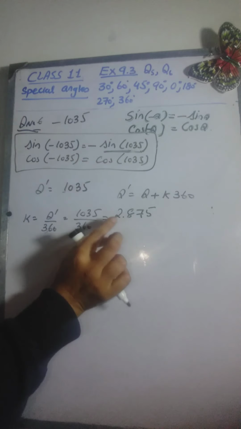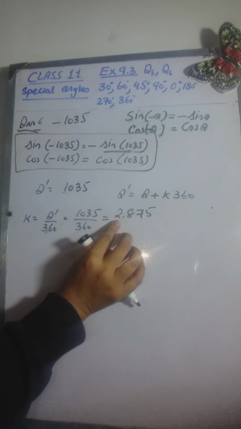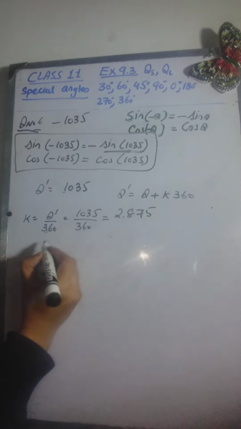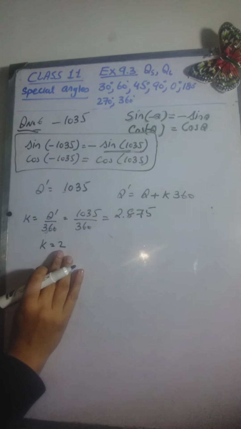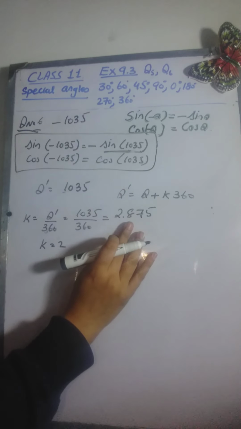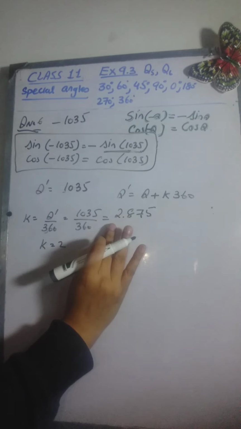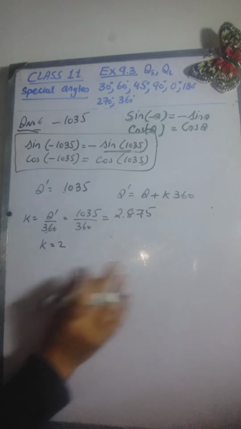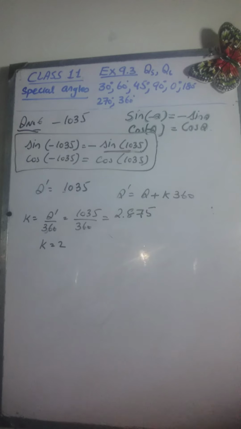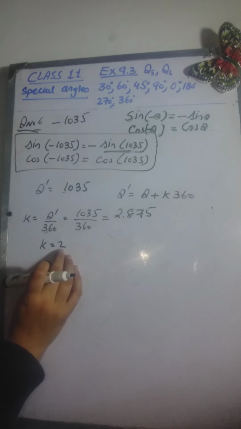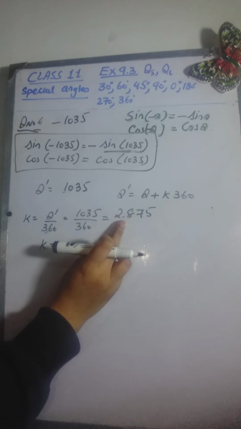Now this gives us the approximate value of k. We will take k equals 2, and if it does not work, we will try k equals 3. So k will be either 2 or 3. Let us try 2 and see whether we get a special angle or not. If we fail to get a special angle, we will change our k and take it equal to 3.